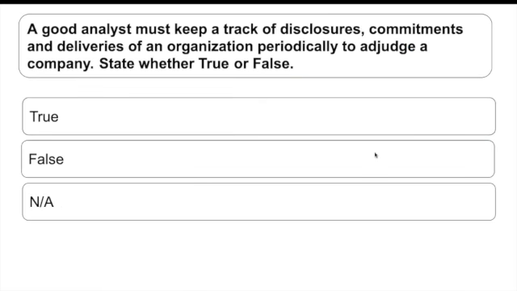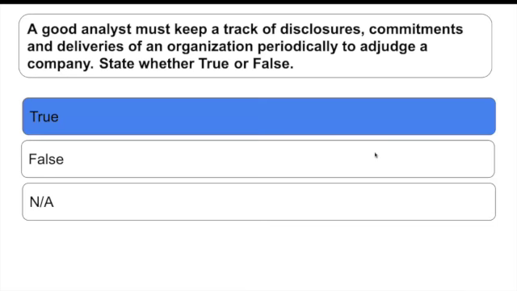A good analyst must keep track of disclosures, commitments and deliveries of an organization periodically to judge a company. State whether true or false. The correct answer is, it is true.